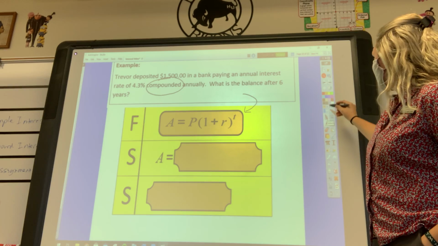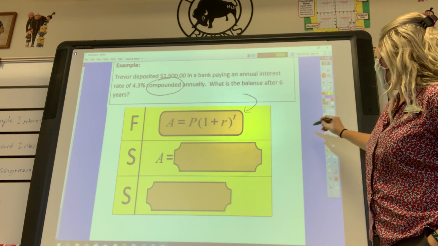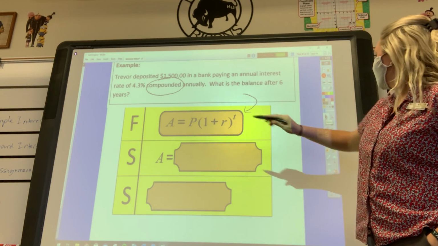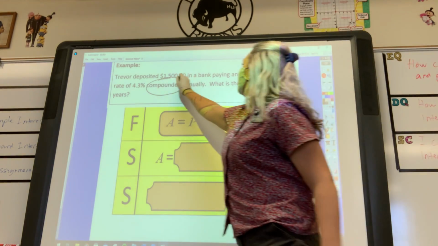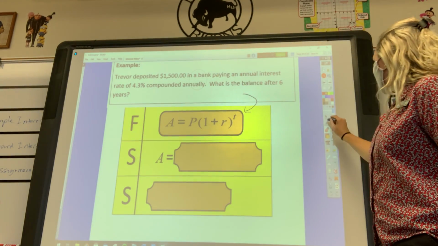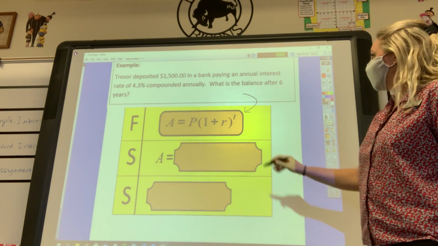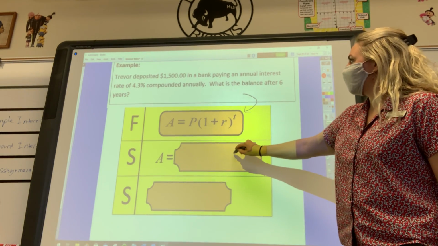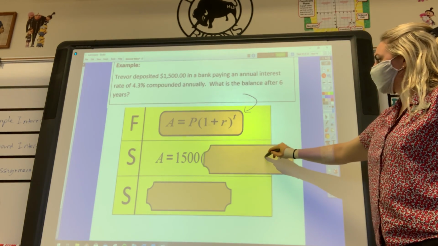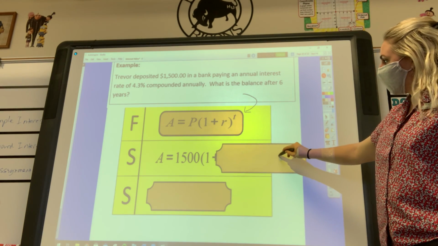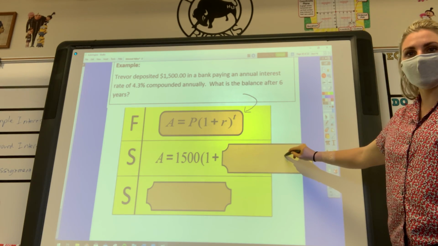So, the same thing as before, we have our different numbers from our problem that we can then substitute into our formula. The deposited amount of $1,500 is going to be our principal, and then we have the 1 in the parentheses that is always going to be there.